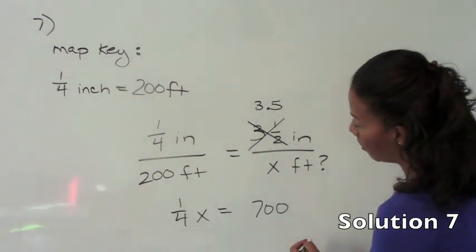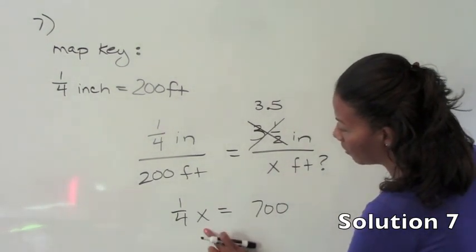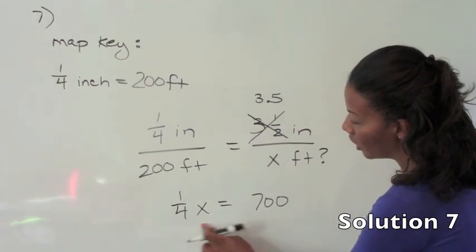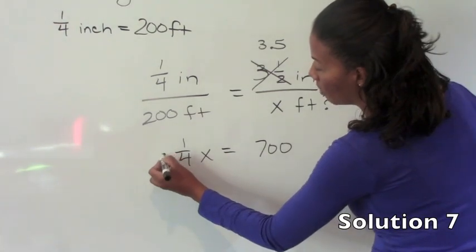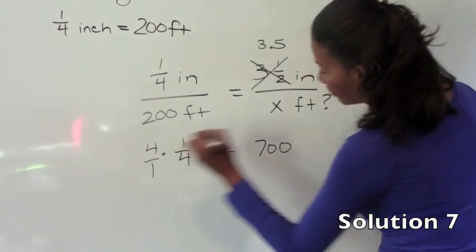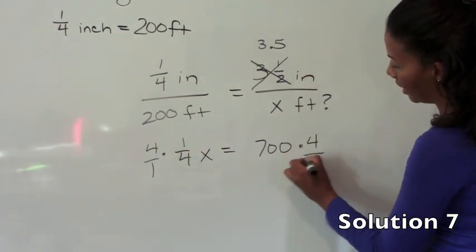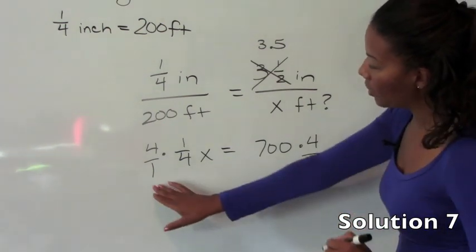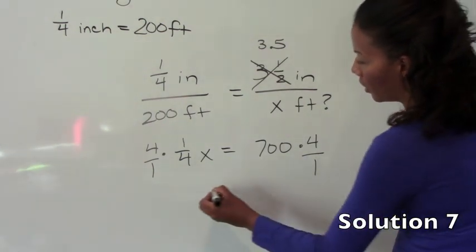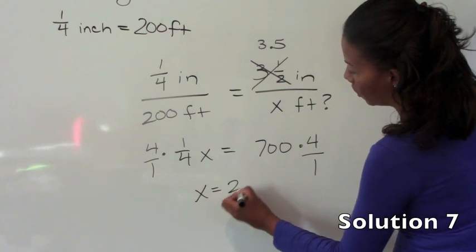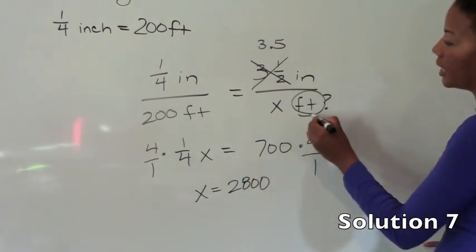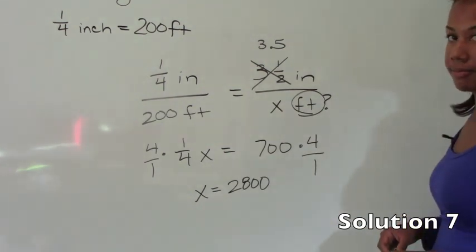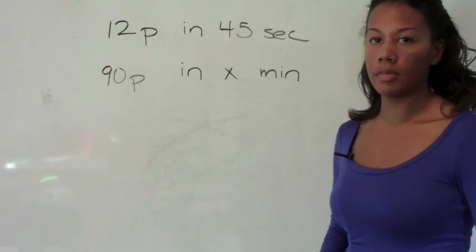Okay? What you want to do is solve for x here, so you have two options. You can divide both sides by 1/4, or you can multiply by the reciprocal. I'm sure you guys were thinking that exact same thing. Okay? So remember, a number times its reciprocal is 1, so we get x equals 2,800, and it equals 2,800 feet because x is in feet. So the answer is E.